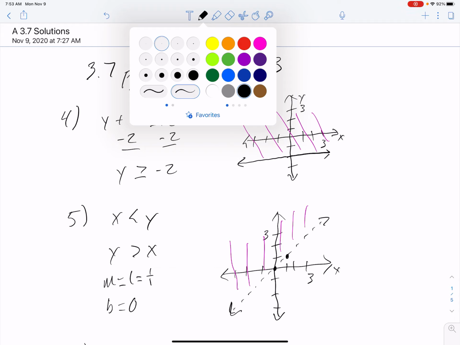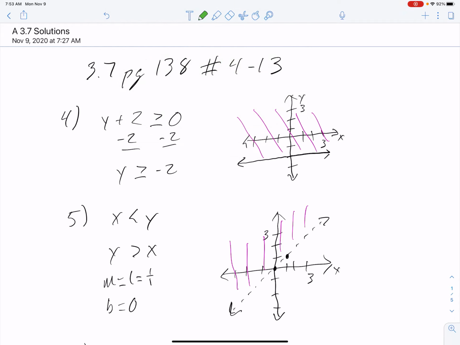All right, so we're going to talk about the 3.7 homework, graphing linear inequalities. So remember, we've established a rule that if we've got y is greater than mx plus b, we know we'll shade above the line. If y is less than mx plus b, we'll shade below the line.